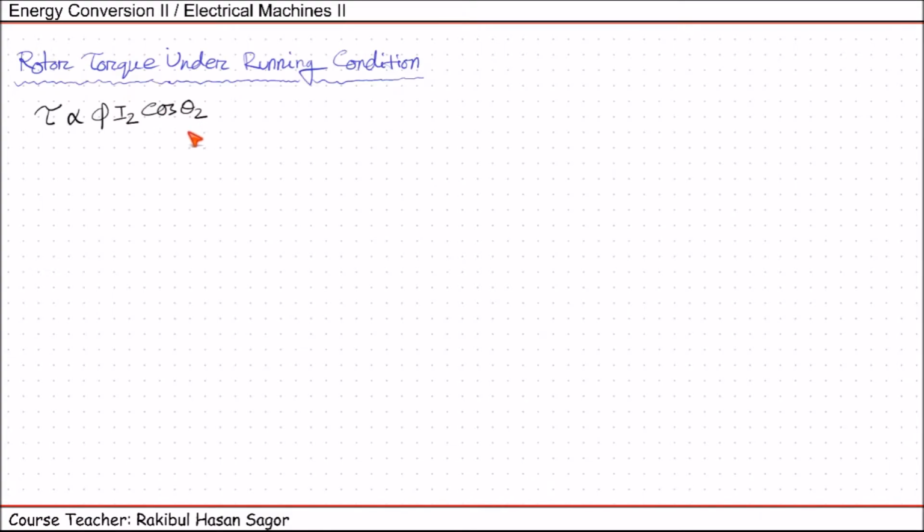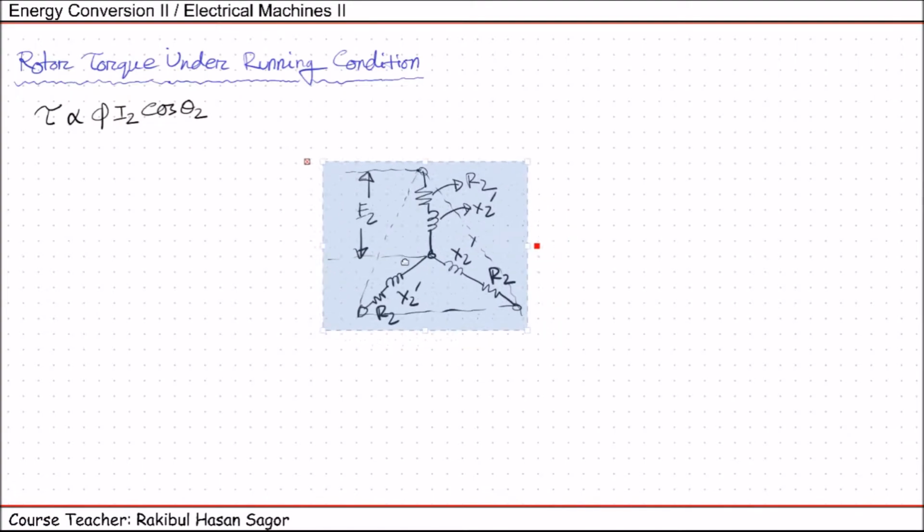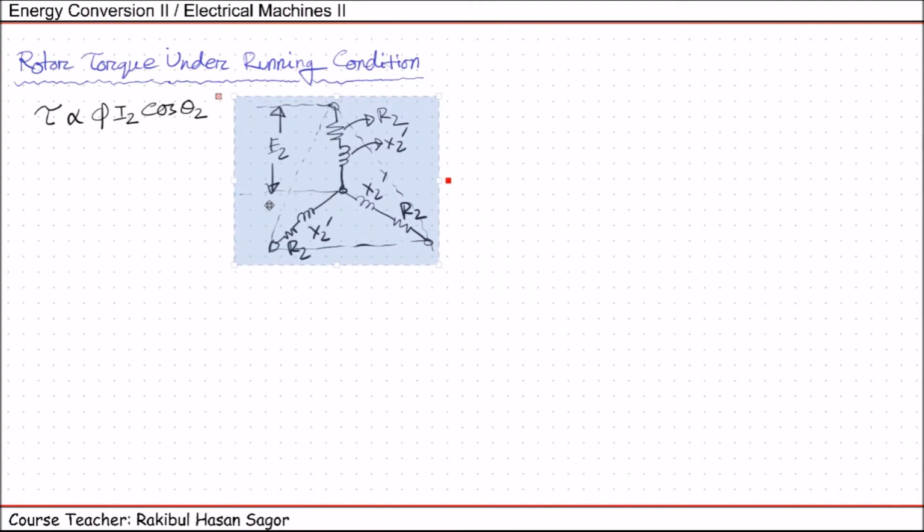Now if we recall the rotor equivalent circuit, we know the current through this rotor phase depends on this induced EMF in the rotor side. So this current per phase can be written as I2 equal to E2 over Z2, where Z2 is the impedance here, and E2 can be written as S into E2 prime, where S is the slip.